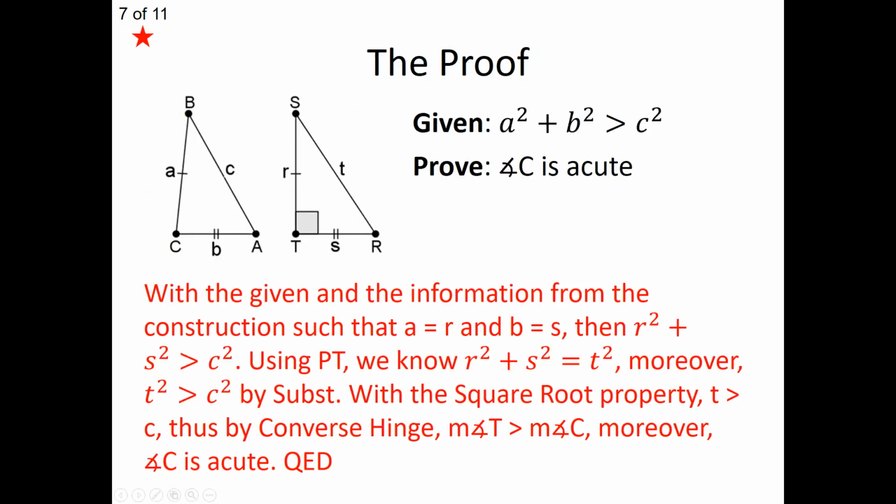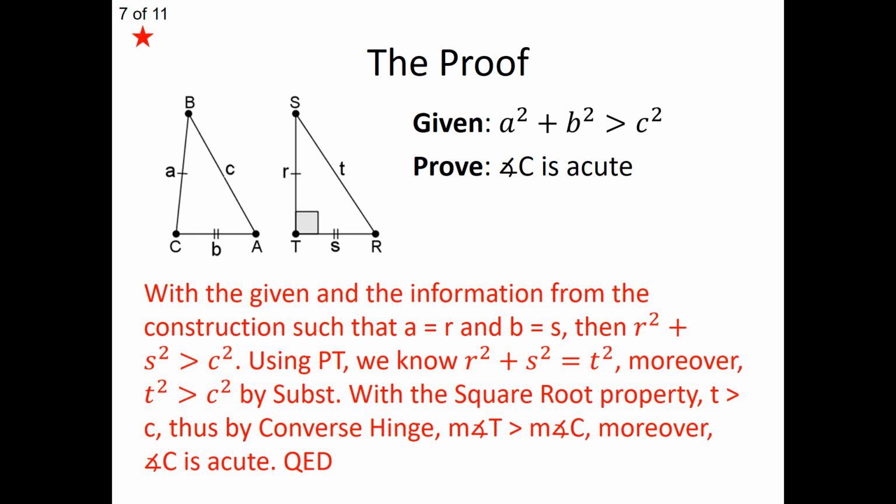So here's our proof. Again, we've got some other information given by our construction, because of how we duplicated our side measures and how we constructed angle T to be a right angle. Again, we're going to prove angle C is acute. So with the given and the information from the construction such that A is equal to R and B is equal to S, what we're going to do with our given statement, A squared plus B squared is greater than C squared, is replace A with R and B with S. So now we have R squared plus S squared is greater than C squared.